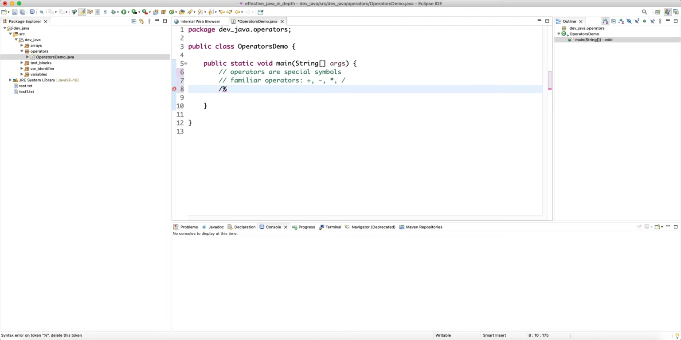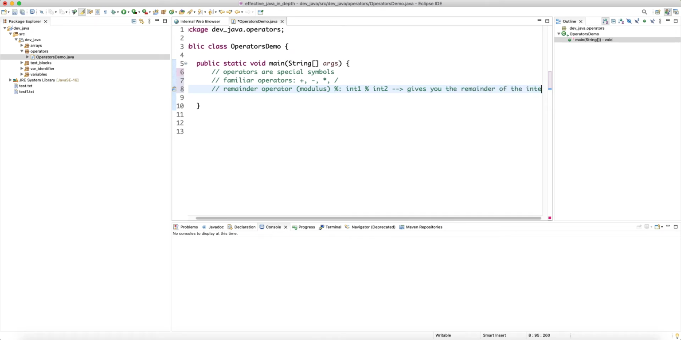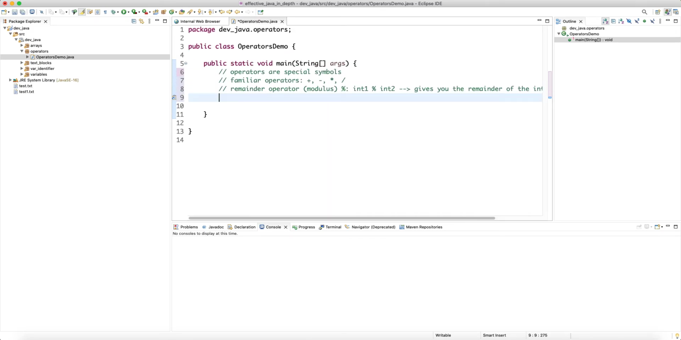You might not be familiar with this, you might not have seen this, but this is the remainder operator, or sometimes it's also called modulus. And that works with two integers, int1 modulus int2. This gives you the remainder of the integer division. So it's not the quotient, it's the remainder.